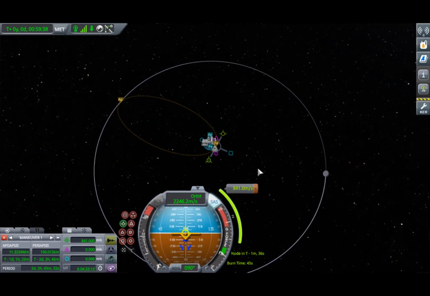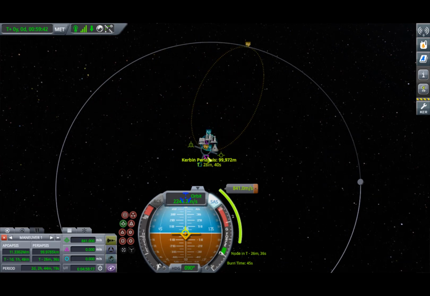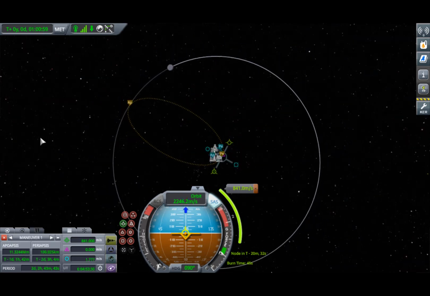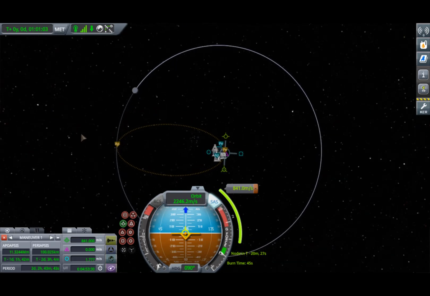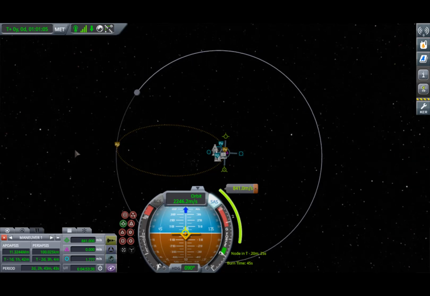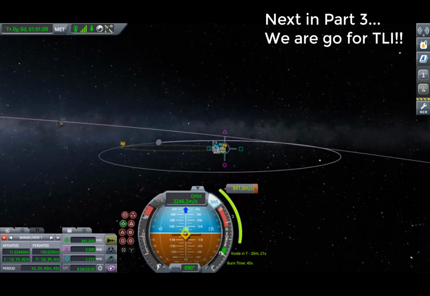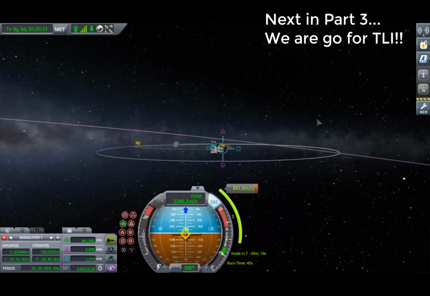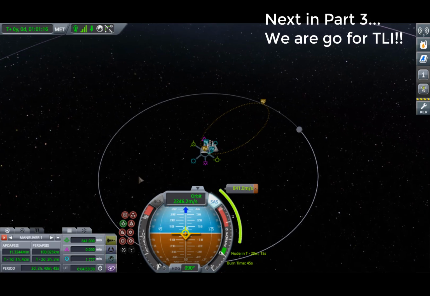Okay, so now we see the projected transfer orbit. Our lunar transfer orbit looks good, taking us to the Moon's orbit. The only trouble is timing that rocket burn to actually intercept the Mun. I'll save that for part 3, and we'll check a lot of these calculations from this part when we get to part 3.